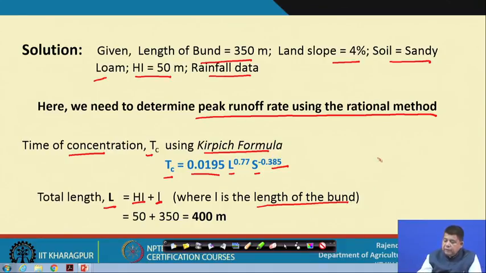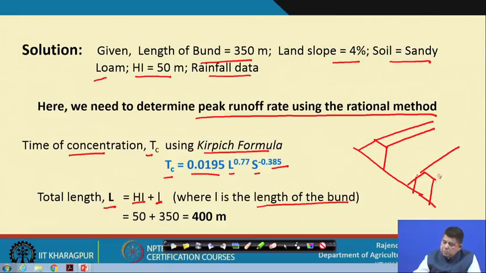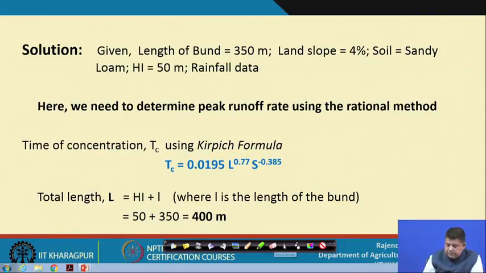So, if we consider this in 3 dimensions, any drop which occurs first has to flow here, that is the horizontal interval, and then along the length. So, that is the maximum flow length, which comes out to be 400 meters in this case.